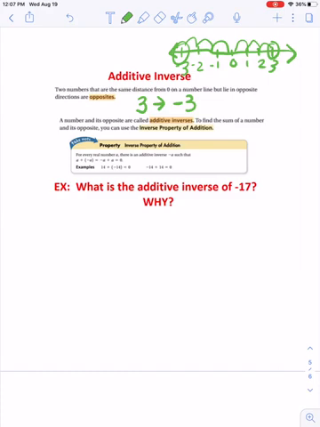The way I think of it, though, is just that they are opposite. So if I asked you what's the additive inverse of negative 17, you would say, input on Edpuzzle, 17. Very good.